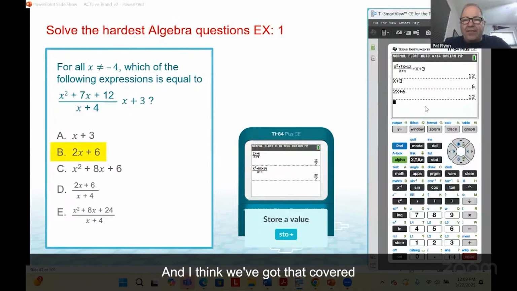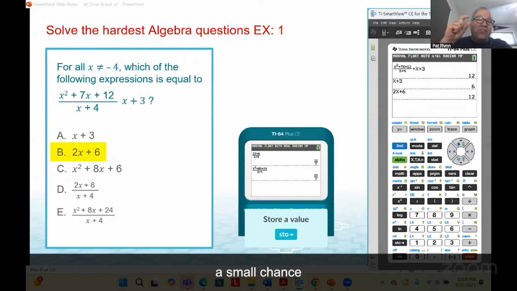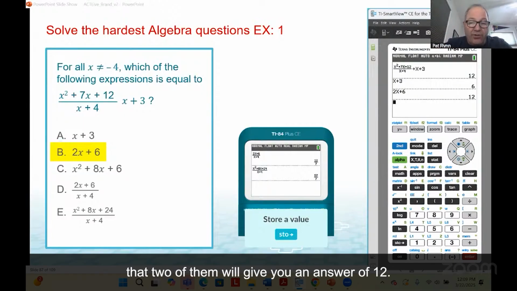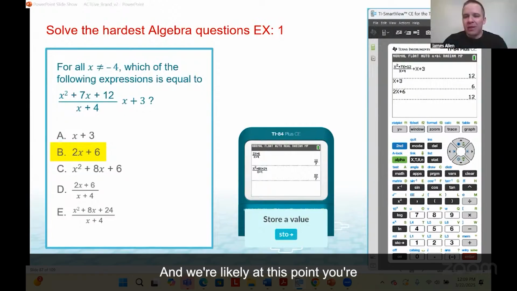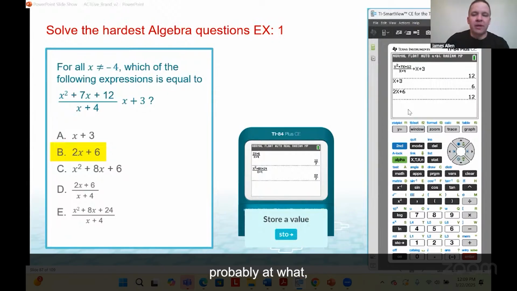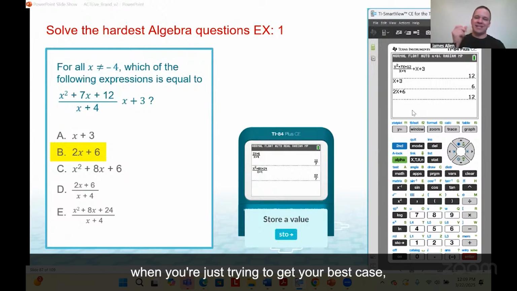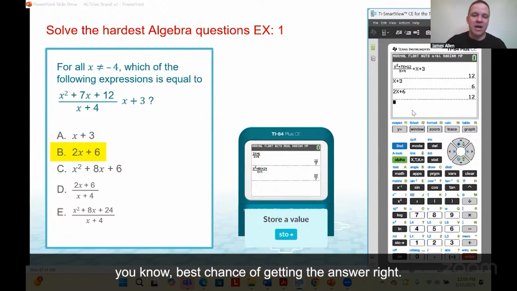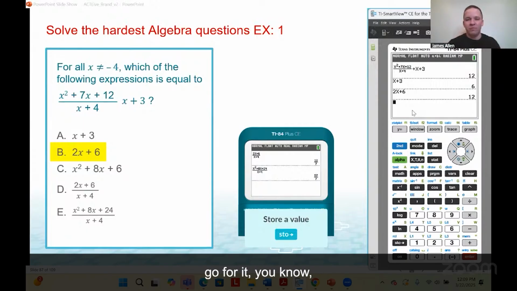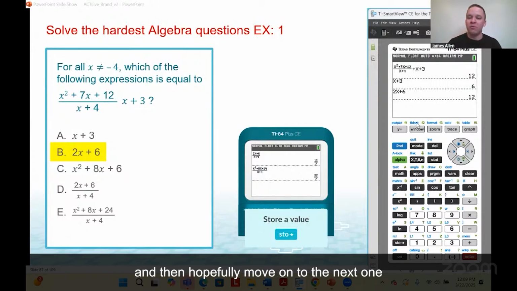I think we've got that covered a little bit later. But you've got to go ahead and check all the options, because there's a small chance that two of them will give you an answer of 12. In which case, at this point you're probably at the end of the test when a question like this comes up, and you probably aren't at the time. So when you're just trying to get your best chance of getting the answer right, go for it, and then hopefully move on to the next one. You got this one.